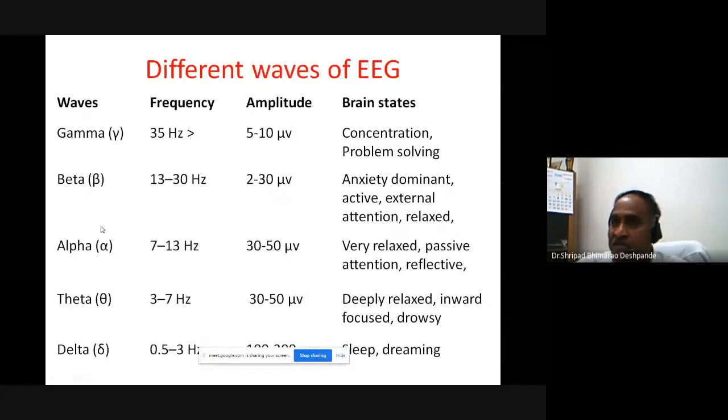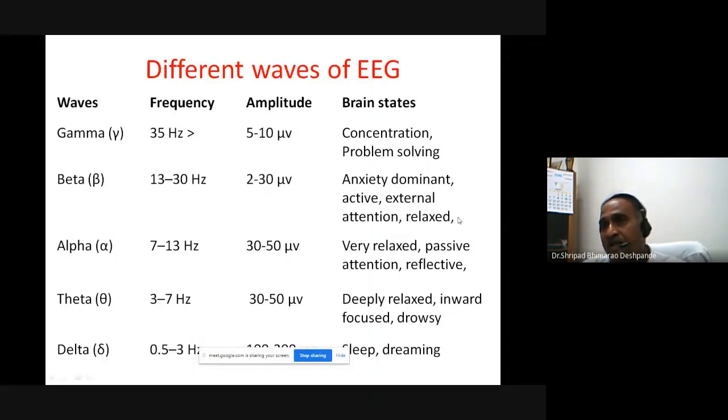The beta waves have a frequency of 13 to 30 hertz. They are high frequency and low amplitude, that is 2 to 30 microvolts. They appear when you open your eyes, when you are stimulated, when some other stimulus is added, so that you are relaxed, but there is attention. During this condition you will get these waves, and in an anxious person or a neurotic person, these waves are dominant. These are called beta waves.